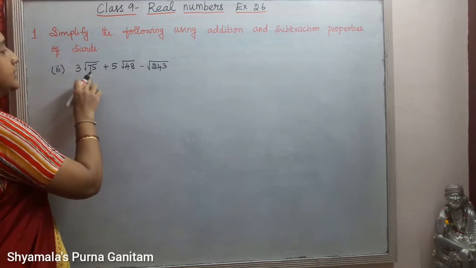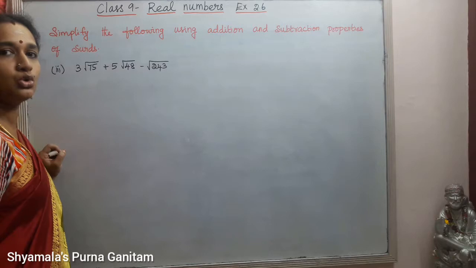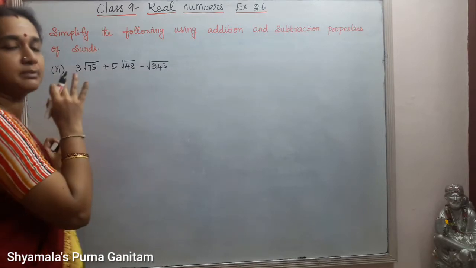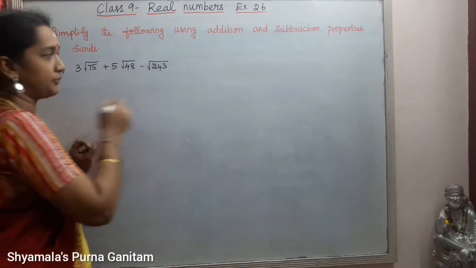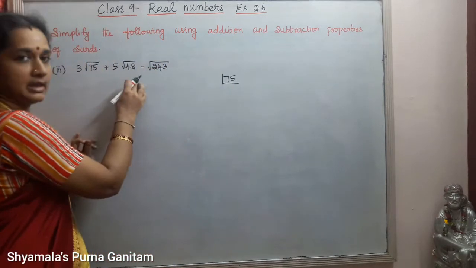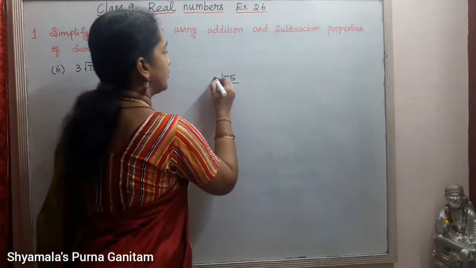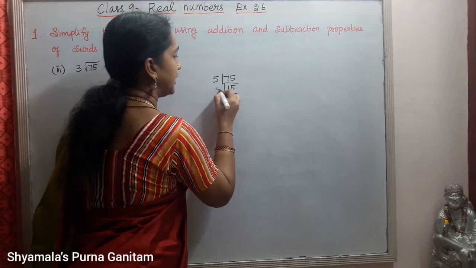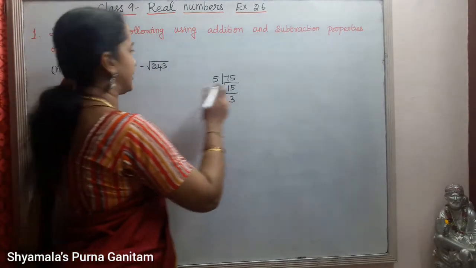The third sum is 3 root 75 plus 5 root 48 minus root 243. Here we have to simplify root 75 and the others by finding the prime factors, then finding the root. So we will find the prime factors of all three numbers, 75, 48 and 243. For 75, 5 ones are 5, 5 fives are 25, 5 threes are 75. These are the factors of 75.